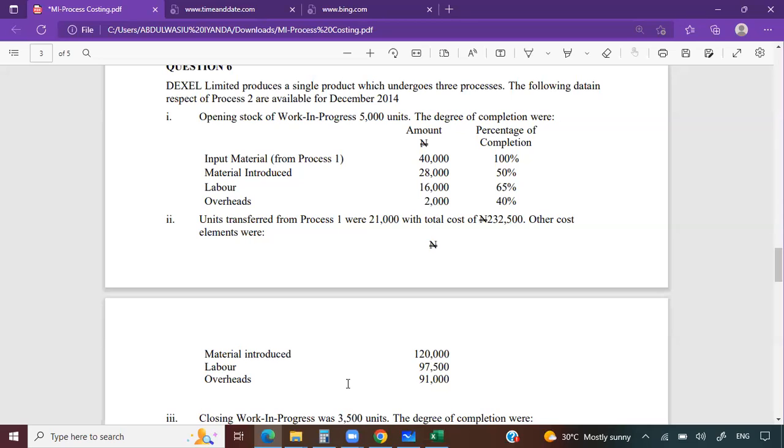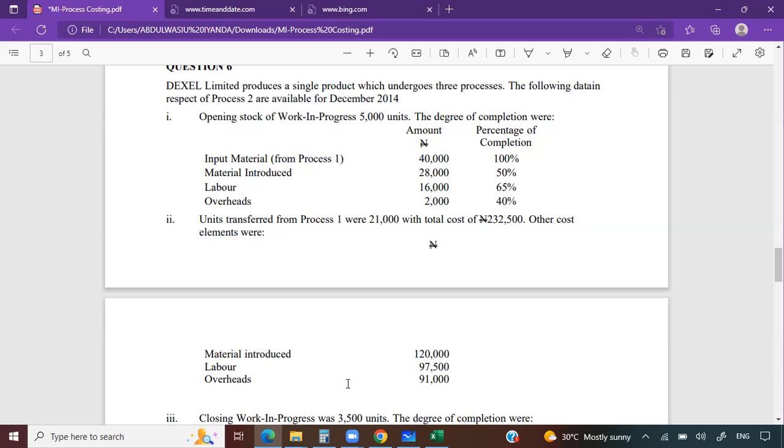That's fine. Opening work in progress now, this data is for process 2. So what we are expecting from process 1 is 5,000 units. That means process 1 is yet to complete 5,000 units. But this is the degree of completion, and this is the cost.